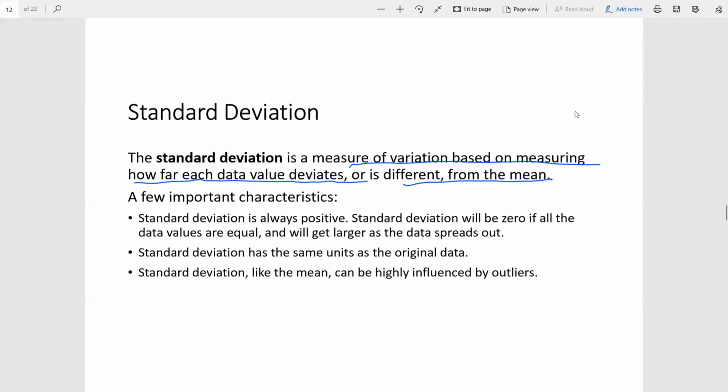Standard deviation has these characteristics. It's always positive. Standard deviation will be 0 if all the data values are equal. In other words, if all men had heights of 6 feet and with no variation, then the standard deviation would be 0. And the standard deviation gets larger as the data spreads out. And the standard deviation has the same units as the original data. And the standard deviation can be highly influenced by these outliers that we've talked about.